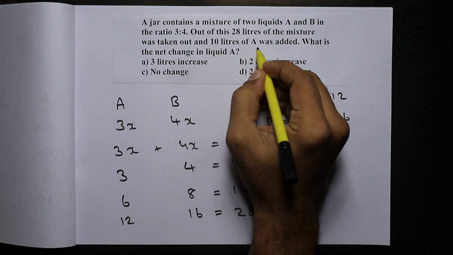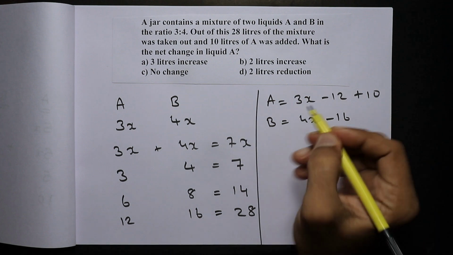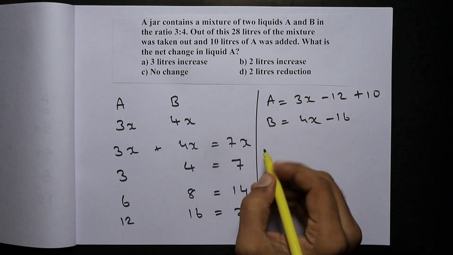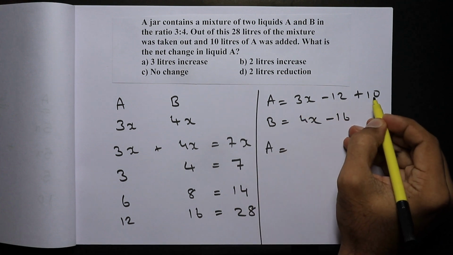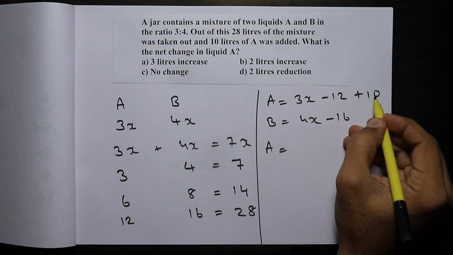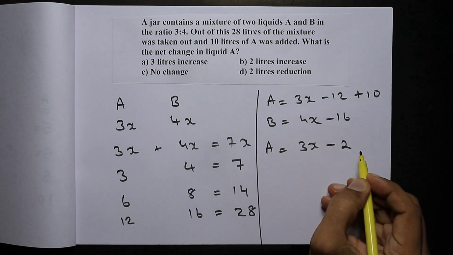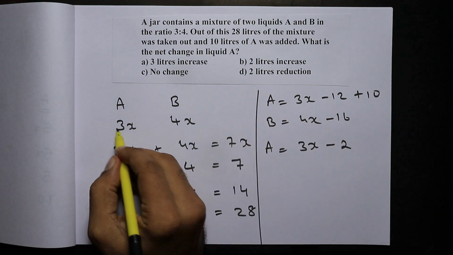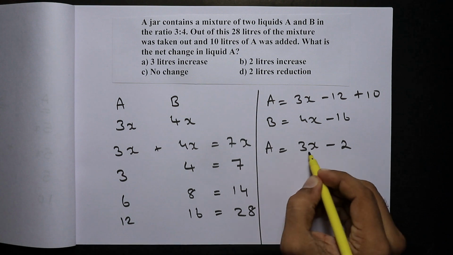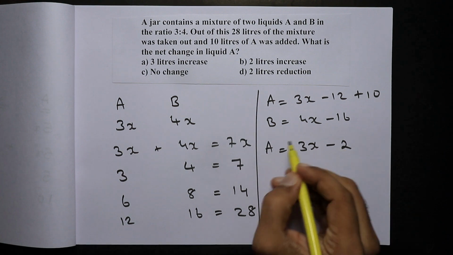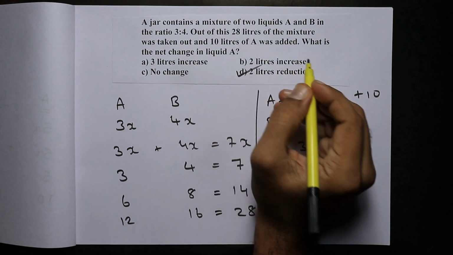And 10 liters of A was added. Now 10 liters of A has been added. So let us find out the final quantity of A. Final quantity of A will be 3x minus 12 plus 10. So that is minus 12 plus 10, effectively minus 2. So A will be 3x minus 2. So initial quantity of A is 3x and after the change, effectively A has become 3x minus 2. So there is a 2 liters reduction that is given in option D.